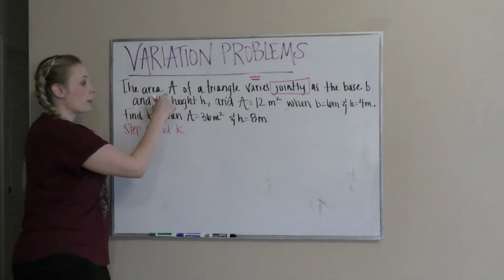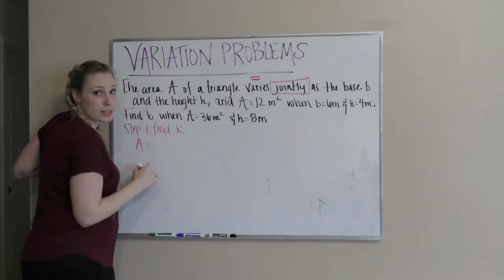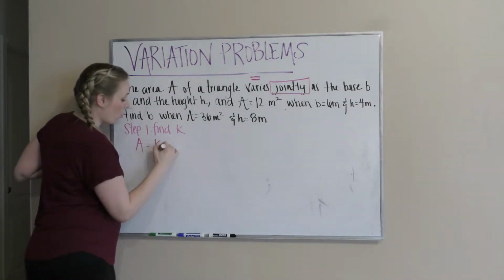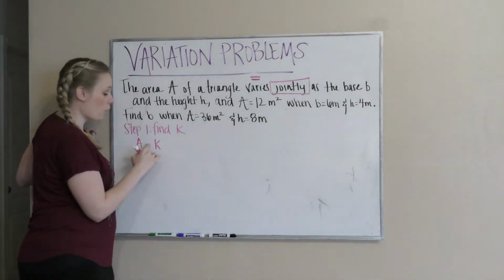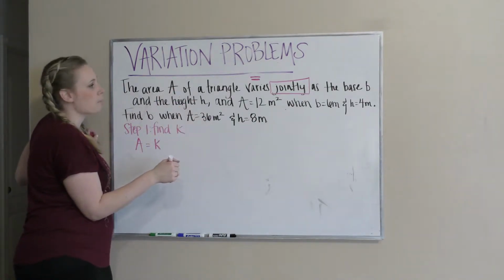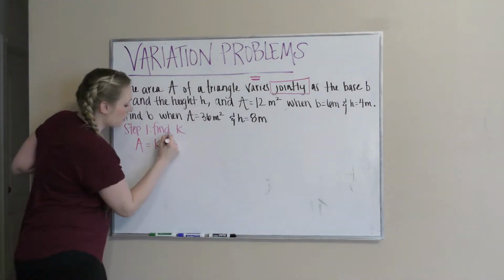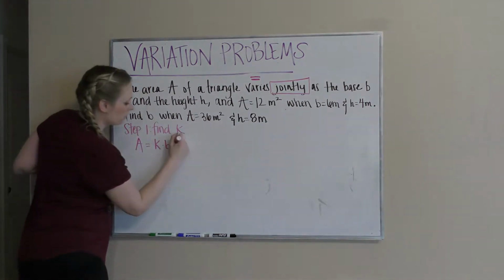And I know that I have A equals because I see that word varies. K always follows your equal sign. It's always the very next thing, even though it doesn't say something on there. So A equals K times B times H.